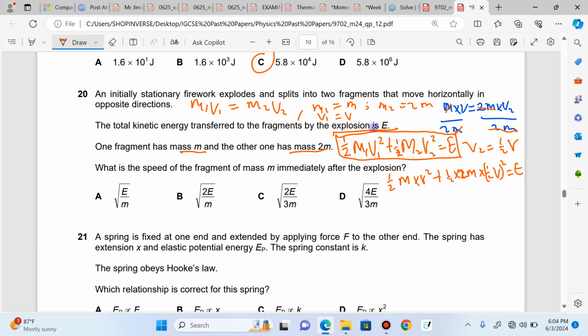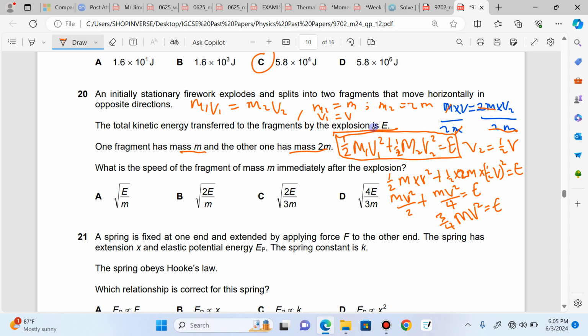Half multiplied by m multiplied by v squared, that will be mv squared over 2, plus half multiplied by 2m, which is m, multiplied by v squared over 2 squared. Half will cancel the 2, so you just have m multiplied by v squared over 2 squared. Since this is half squared, the denominator will be 4. Add this together, you should get E. Half plus 1 over 4 should be 3 over 4. That simply means 3 over 4 mv squared should be equal to E.